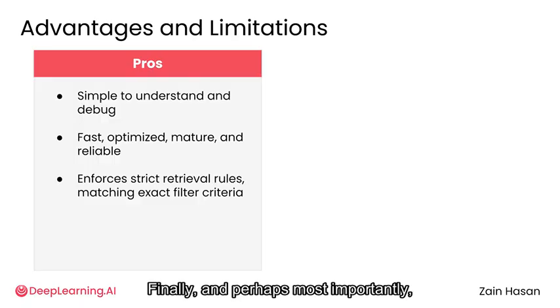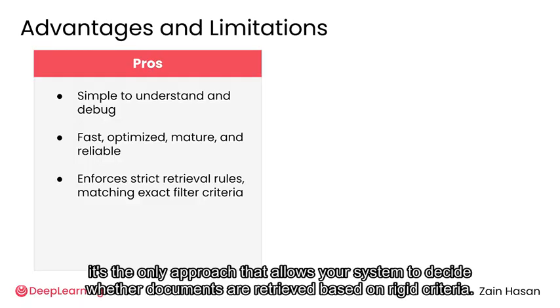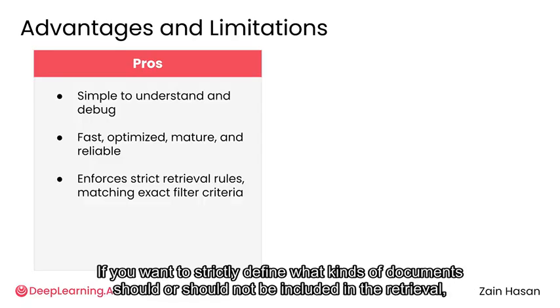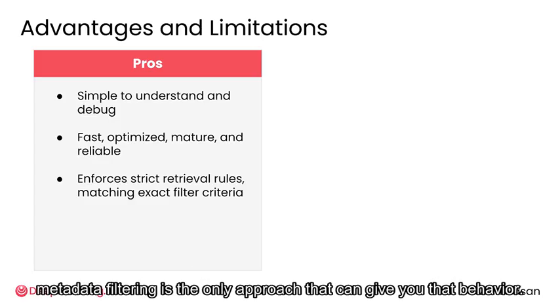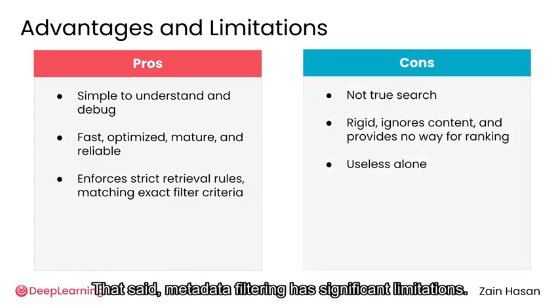Finally, and perhaps most importantly, it's the only approach that allows your system to decide whether documents are retrieved based on rigid criteria. If you want to strictly define what kinds of documents should or should not be included in a retrieval, metadata filtering is the only approach that can give you that behavior. That said, metadata filtering has significant limitations.